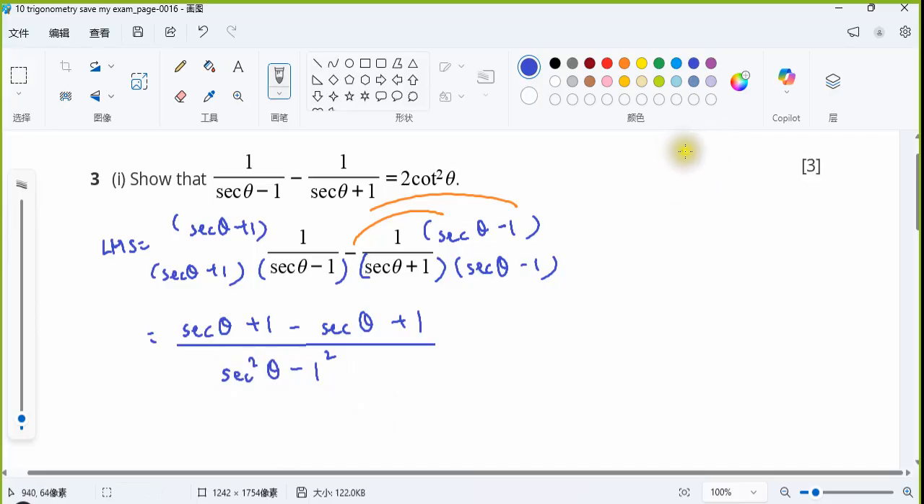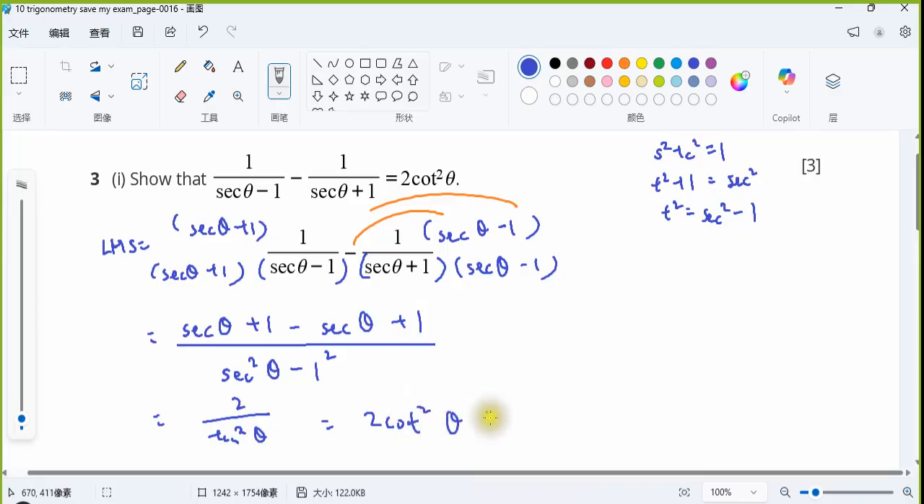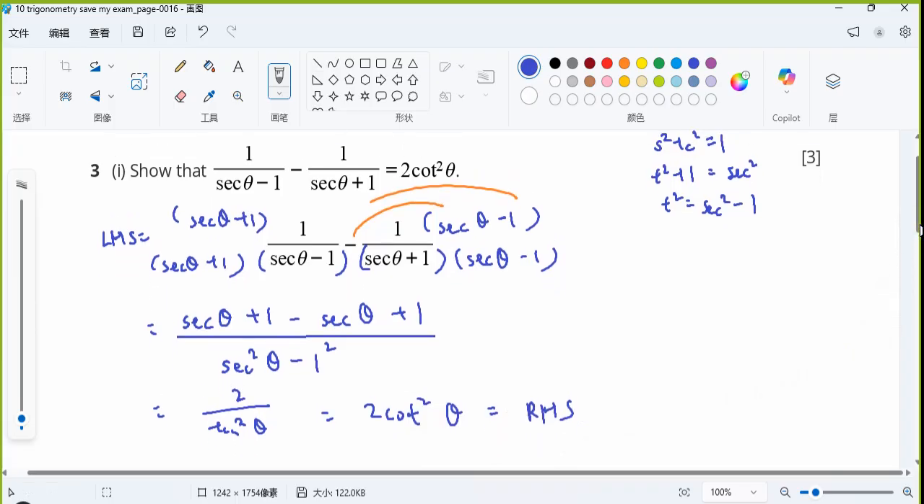So we know that sine squared plus cos squared equals 1, tangent squared plus 1 equals secant squared. So the secant squared is tangent squared plus 1, so tangent squared is secant squared minus 1. So this will be 2 over tangent squared theta. So it will become 2 cotangent squared theta, which is the right hand side. Sure. Okay.